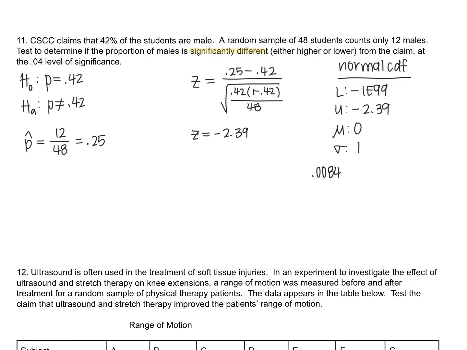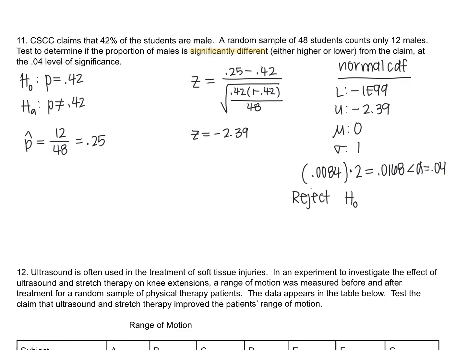0.0084, which again, because our alternative hypothesis does not equal, we need to double, which is 0.0168. And because our level of significance is 0.04, that is still less than alpha. So we are going to reject our null hypothesis.